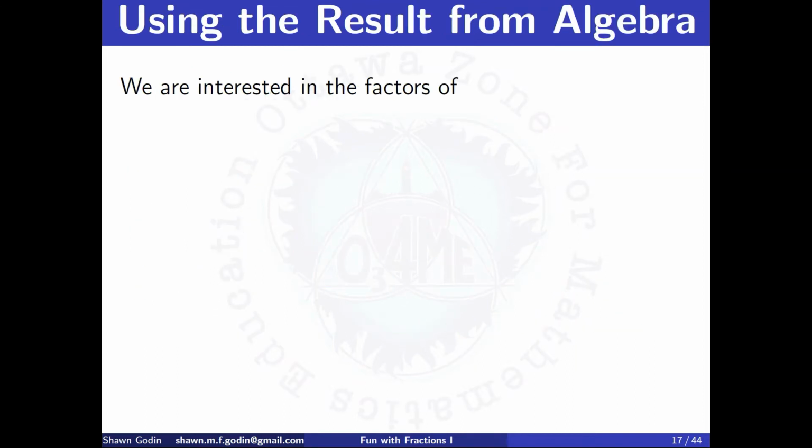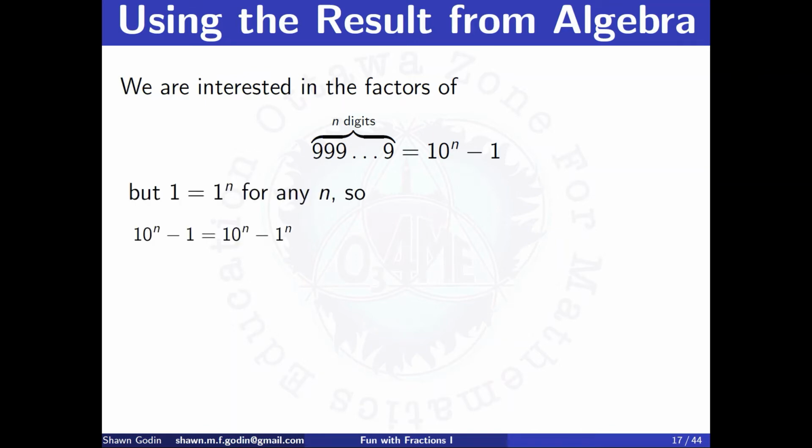So for the problem that we're considering of looking at the decimal representation of unit fractions, we're really interested in, for repeating or periodic decimals, the factors of this rep-digit number that's a bunch of 9s repeated. Now, that's just 10 to the n minus 1, but 1 is 1 to any power. So I can really consider 10 to the n minus 1 as 10 to the n minus 1 to the n. And I can use my identity.